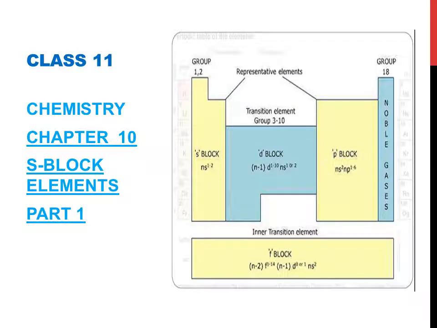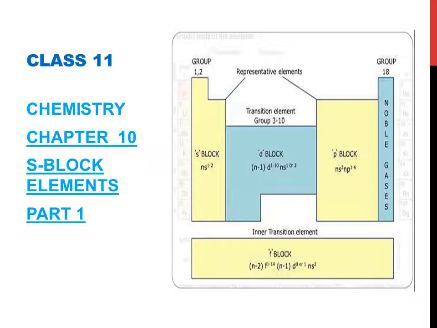Good morning. Today we are going to start the 10th chapter of chemistry, that is S block elements. It's quite visible on the screen, a skeletal form of the periodic table. The left hand side, extreme left, shows S block elements.